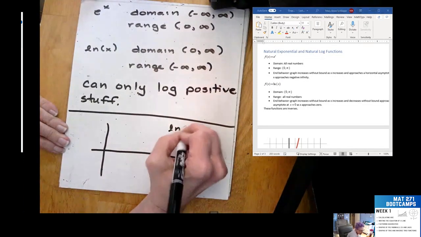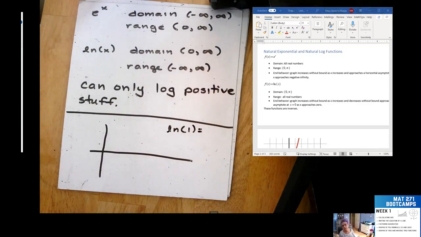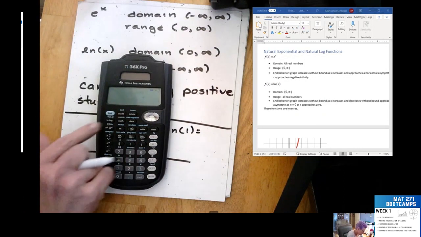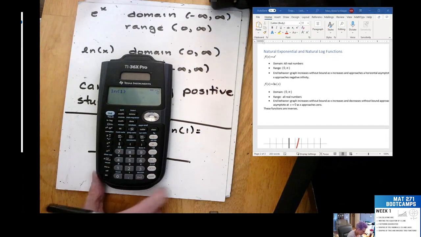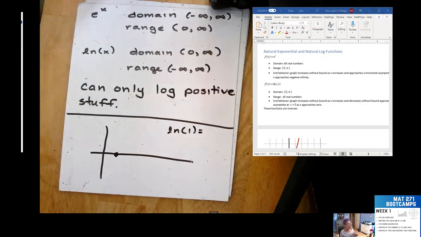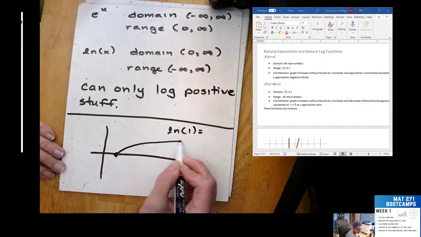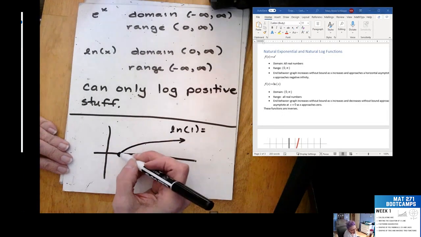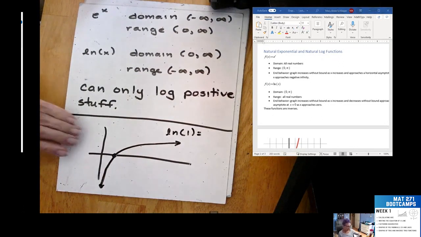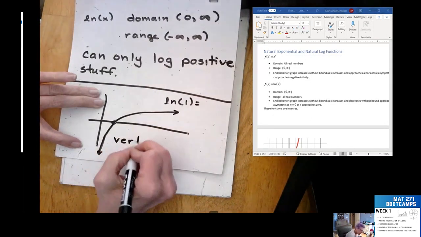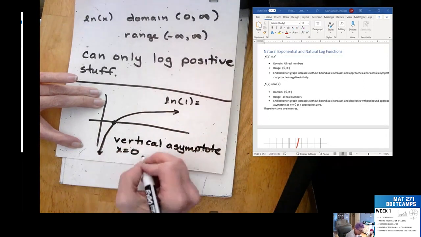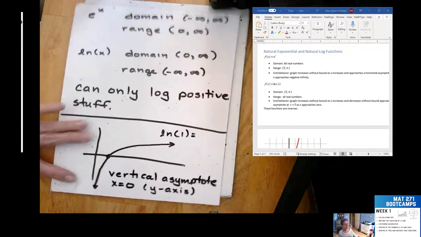Do you remember what the natural log of 1 is? No. Well, you can plug it in your calculator. Natural log of 1. Oh, it's 0. It crosses the x-axis right there at 0. Natural log grows slowly, so it looks something like that. And as x gets closer and closer to 0, the natural log function goes down towards negative infinity. So it has a vertical asymptote at x equals 0, aka the y-axis.